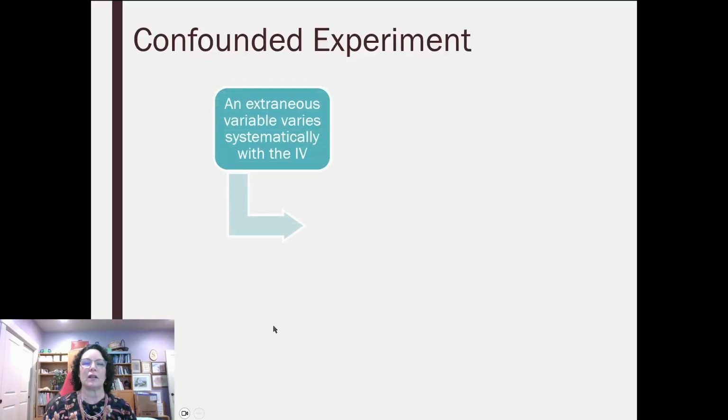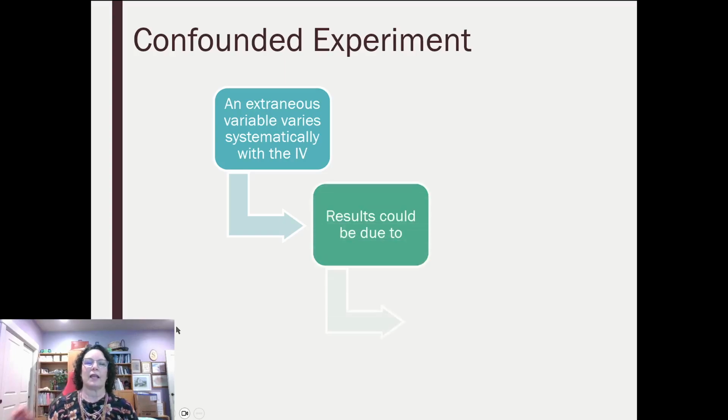So an extraneous variable is a variable that varies systematically with the IV. Okay, I already said that on the previous slide. When we have a confounded experiment, the results of that experiment could be due to the independent variable. It's possible that the independent variable is working and it is what it looks like. And we can confidently say this caused that. But the problem with a confounded experiment is it could be that the confound is what's causing the outcome.